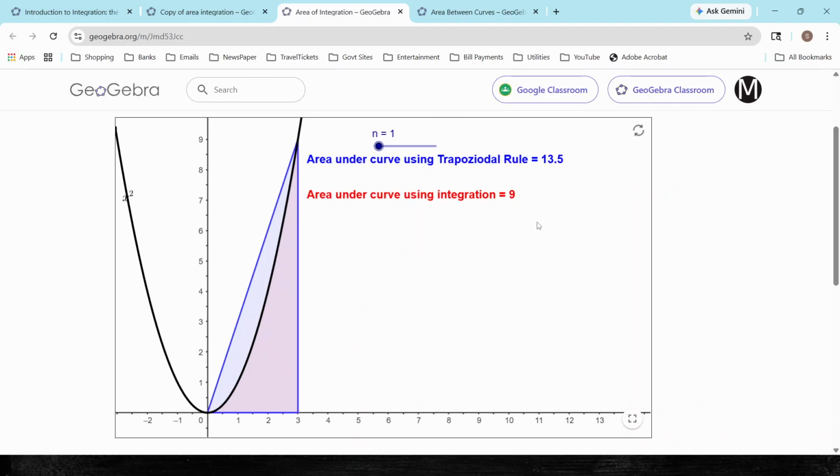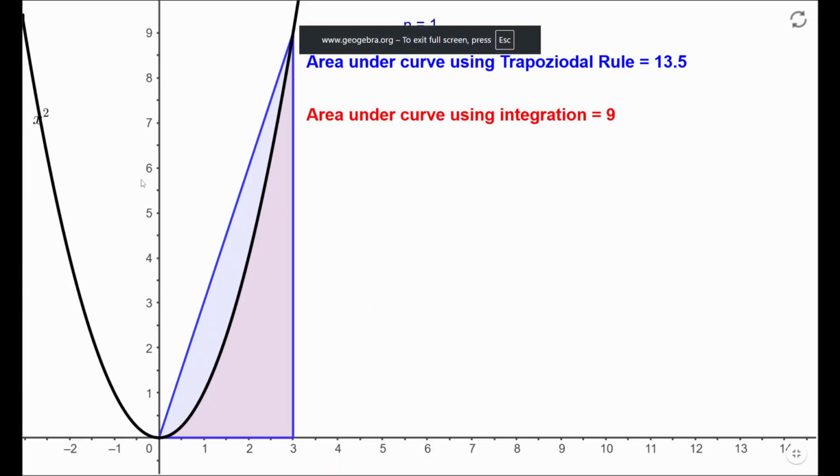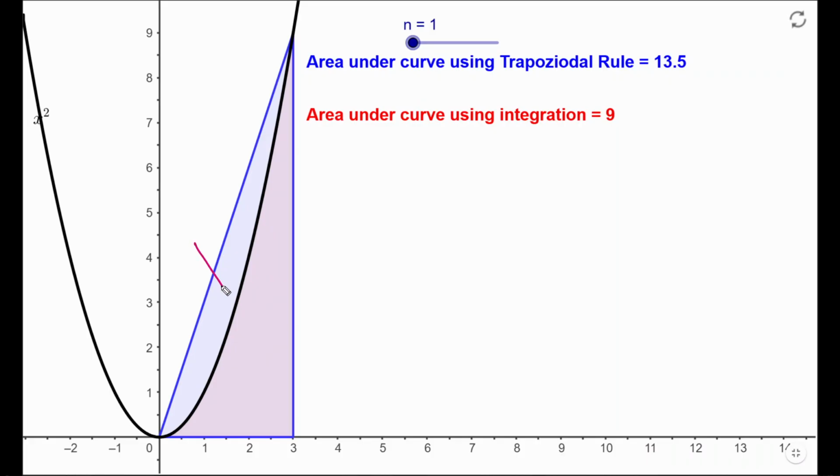For the trapezium method, as we increase the number of trapeziums, you can see that with the help of integration the area is 9. If we have just one triangle, this unwanted area is added, and the area of this triangle is 13.5. That's why this is unwanted area, and that's why the area is a little bit higher.